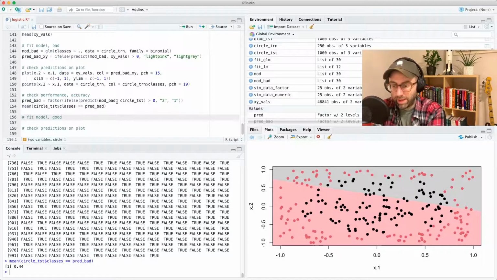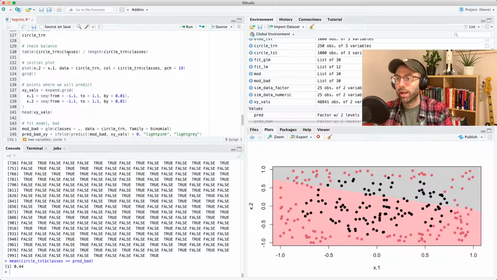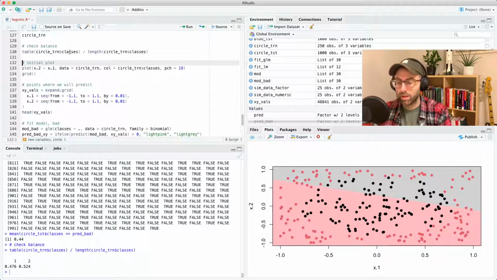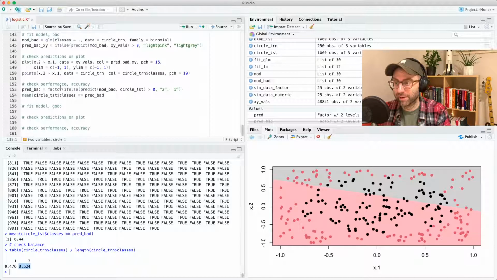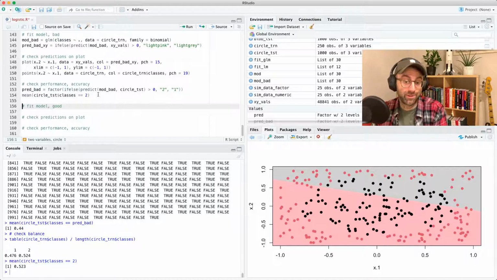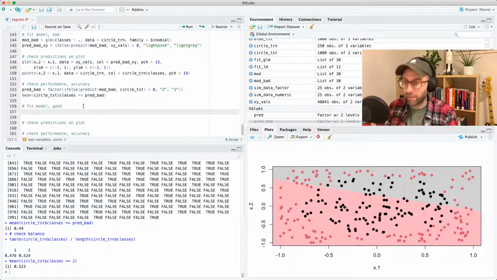Wow, that's kind of garbage, right? So we're only correct 44% of the time. I might hint back here to say, well, we probably would have done better if we just classified everything to 2. Yeah? I mean, we can even do that real quick. So, yeah, we did better with that. So this is a garbage model that we've created here. So let's make it good. How are we gonna do that?